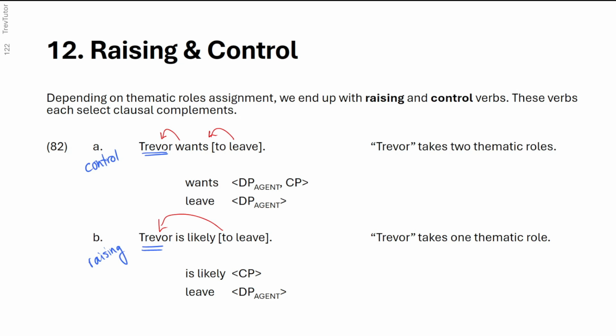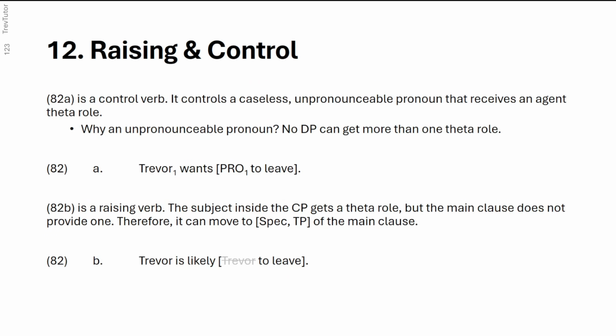It's actually going to start in the higher CP, and we're going to introduce something in this position in the lower CP to get an agent role, because we do not want a single DP to get more than one thematic role. So what we use is what's called Big Pro. And Big Pro is co-indexed with the determiner phrase that it refers to. So when Trevor wants to leave, Trevor and the big pronoun are referring to the same thing, which is Trevor.